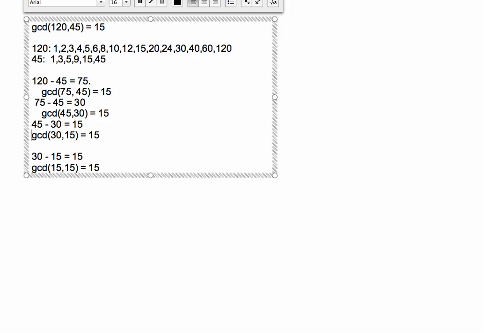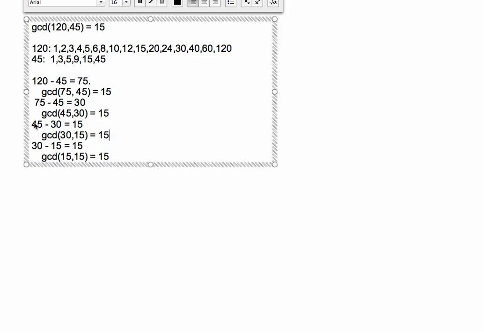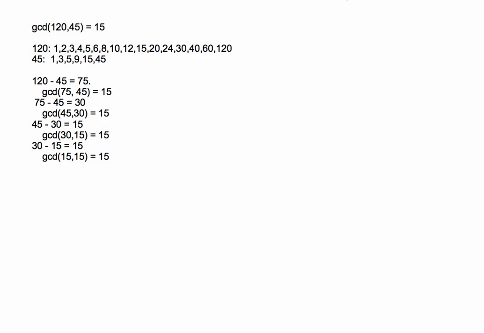So let's take a little bit closer look at this, right? We started off with the GCD of 120 and 45, and the goal was to find that. We found it was 15. But just for fun, I asked, what's the difference between 120 and 45? The answer is 75. And it turns out that the GCD of 75 and 45, the GCD of that difference, is actually 15.